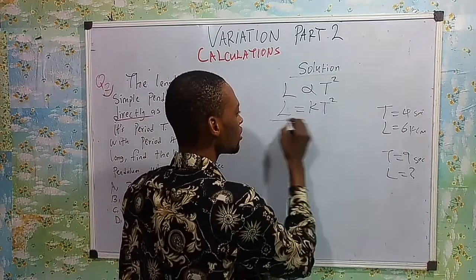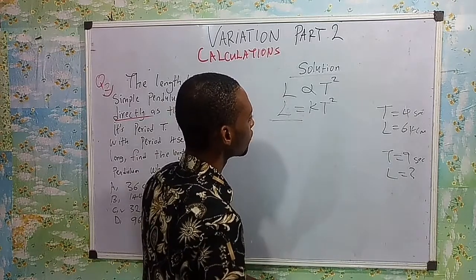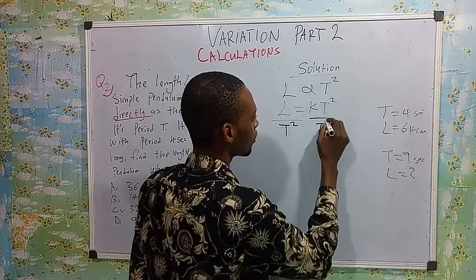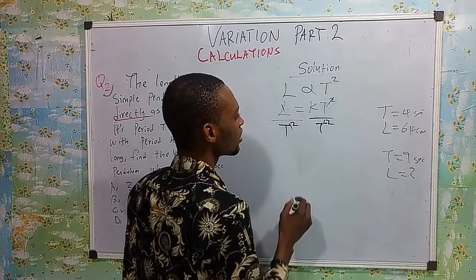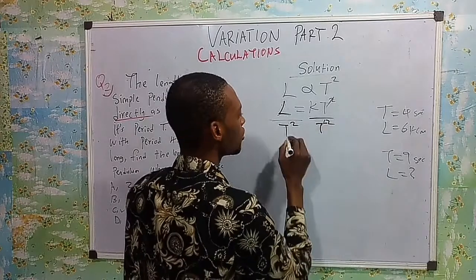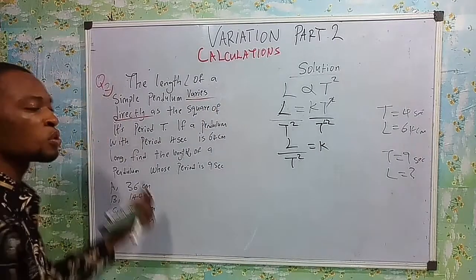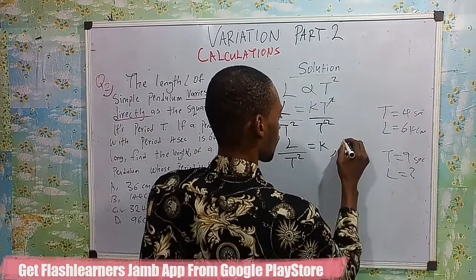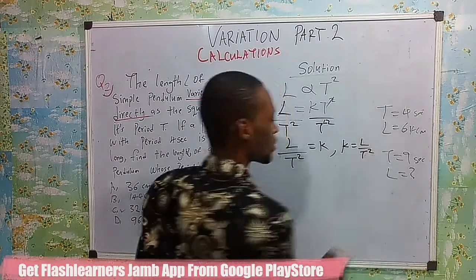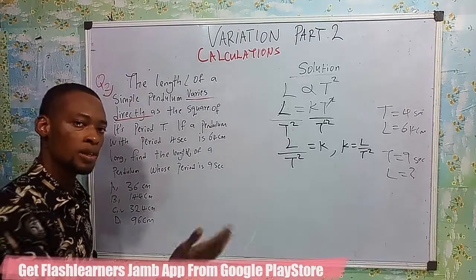So divide both sides by T squared to make k the subject of the formula. This will cancel this. So when this cancels this, we now have L over T squared equals k, which you can flip to get k equals L over T squared. So we can now solve to get the value of the proportionality constant k.